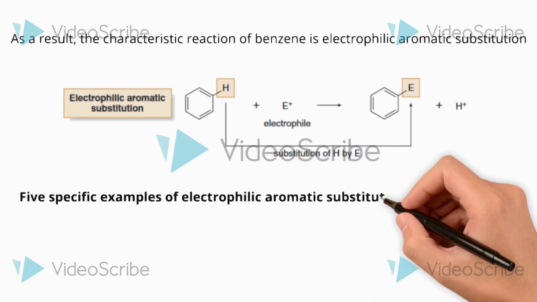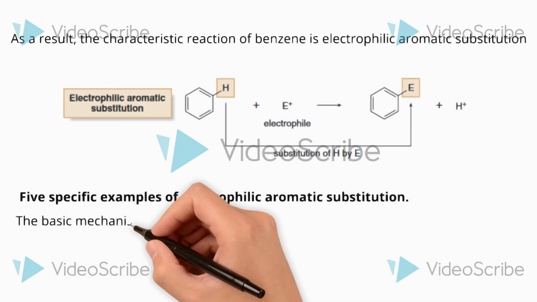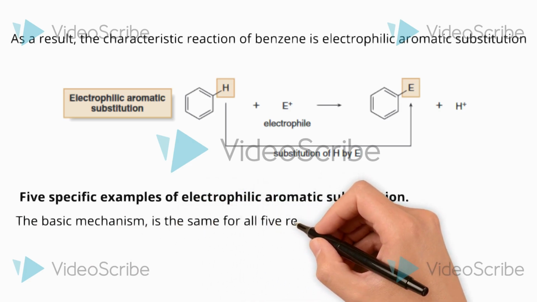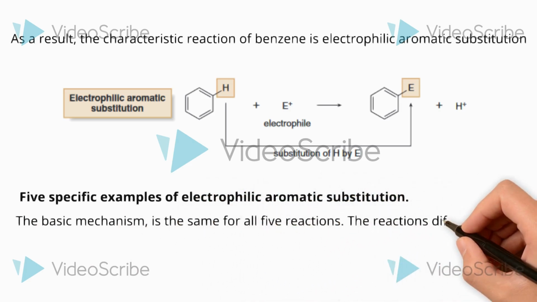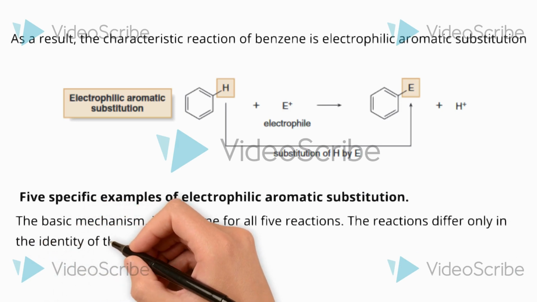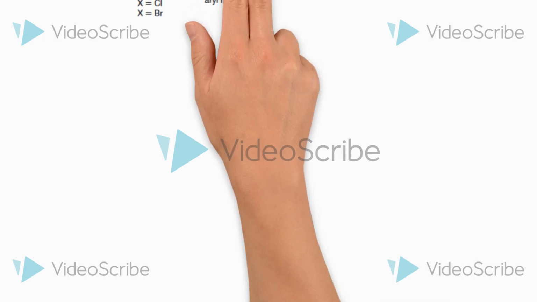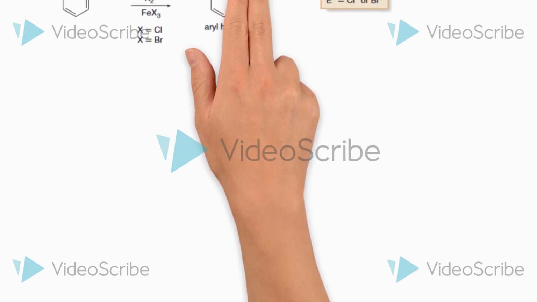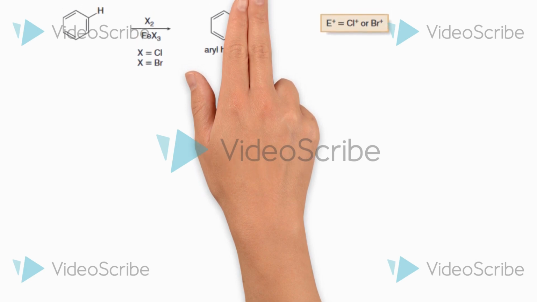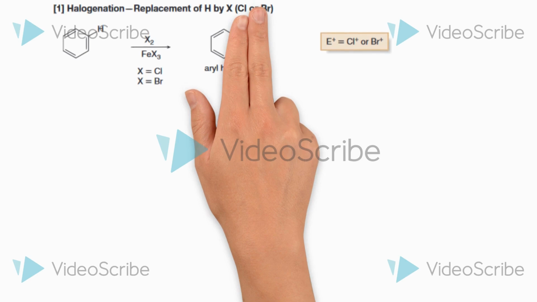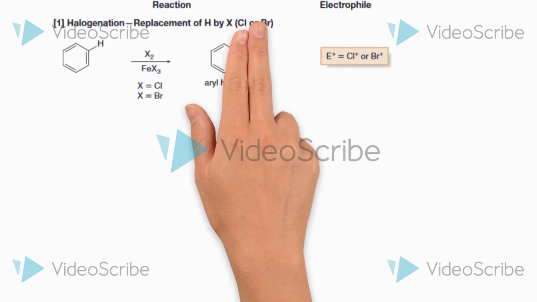Generally, there are 5 examples of electrophilic aromatic substitution, and the basic mechanism involved in all 5 reactions is the same. The reactions differ only in the identity of the electrophile formation. Now we will discuss all the 5 electrophilic aromatic substitution reactions one by one. The first one is halogenation.